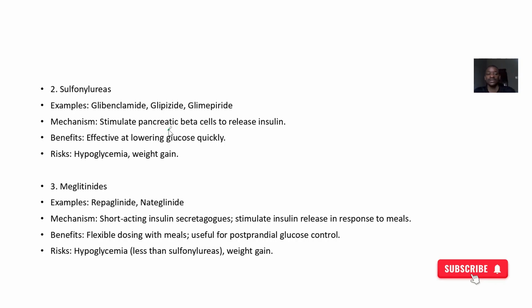Okay, then we have the Meglitinides, drugs like Repaglinide. They are short-acting insulin secretagogues. That means they stimulate insulin release, but mainly when the person eats. So they have flexible dosing with meals. You can take them before you eat, and then after you eat, they start functioning to reduce the glucose levels.